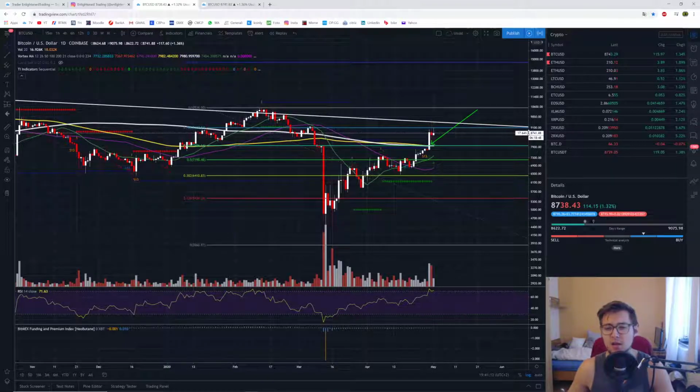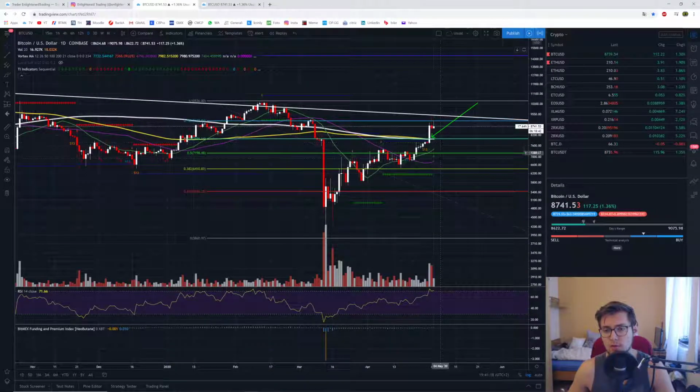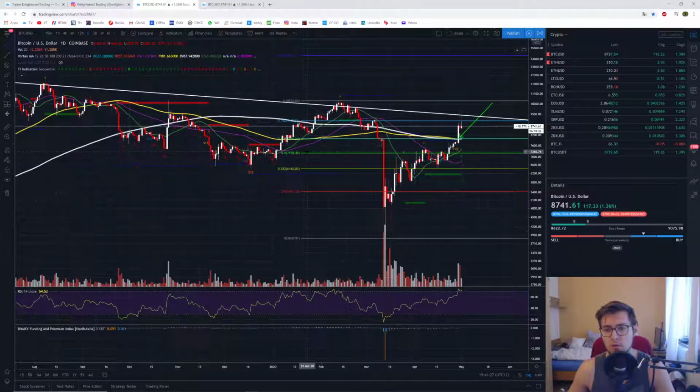But it's pretty much a 50-50 if we retrace from 8,000 or from lower, from like 7,000 down to 6,000. I do think that is currently the target. So that's that for Bitcoin.